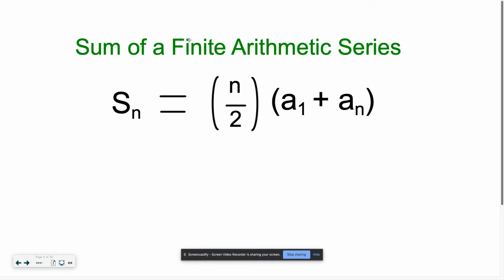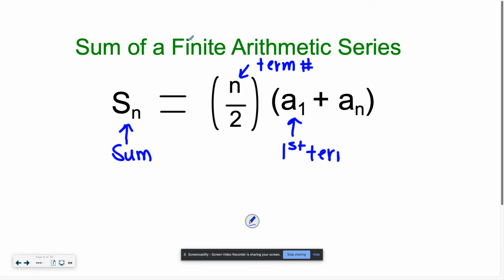Okay, so S sub n is our sum. n, of course, is our term number, like always. a sub 1 is still our first term. And a sub n is the nth term. So for example, if I am wanting to know the sum of the first 5 terms, then I want to put the 5th term in that spot.